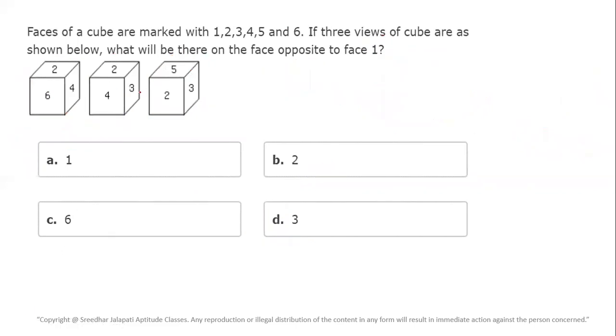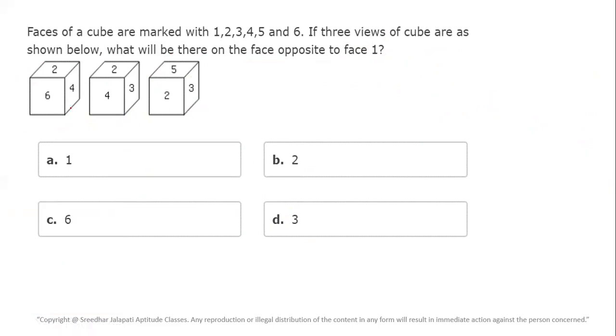Next question. Again, we are given 3 views. You're asked to find the face opposite to 1. Quickly, 10 seconds, find your answer. You try first. As I said, you must try every question. Just watching the video will not help you. You have to involve yourself, as this is a very important topic from an examination point of view.